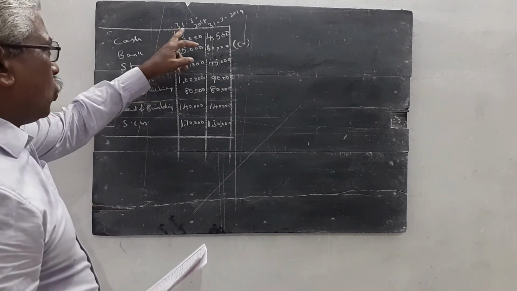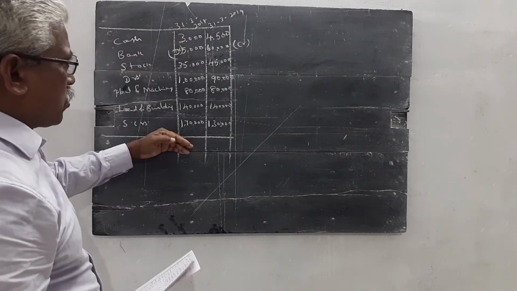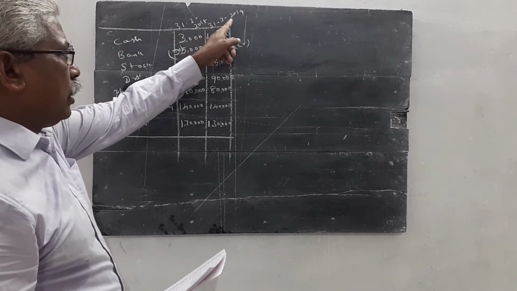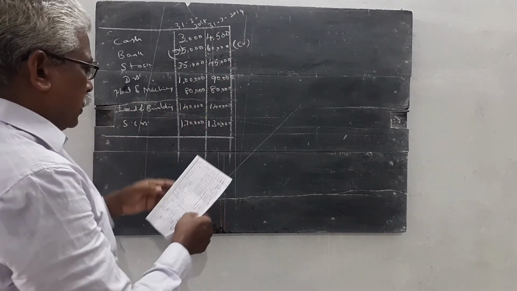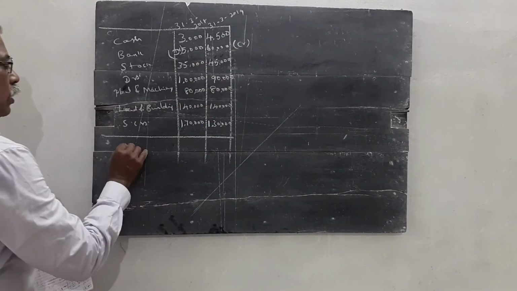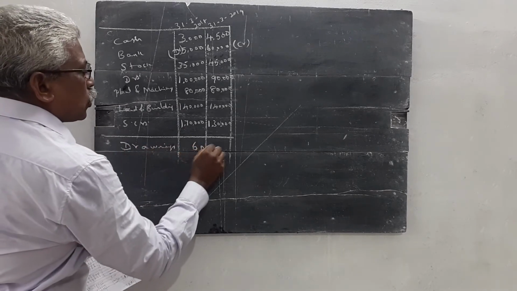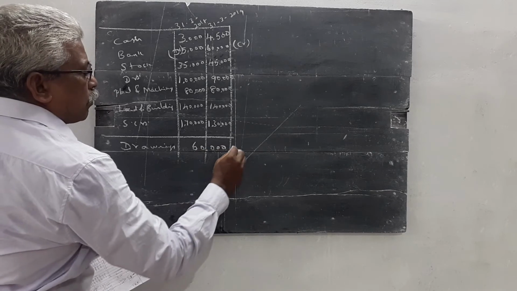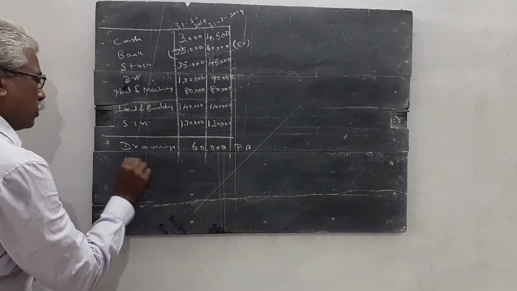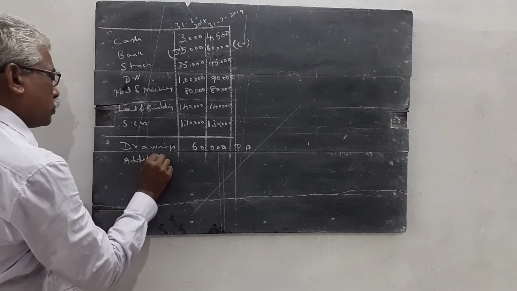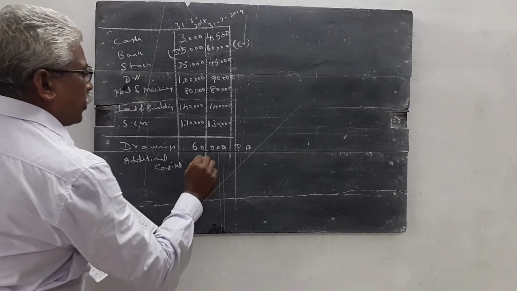That is, as on 31/3/2018, Mr. A's position is this. As on 31/3/2019, his position is this. That means his assets and liabilities. Then some additional information is given. His drawings would be 60,000 rupees per annum, not per month, per annum. Then additional capital 17,000.